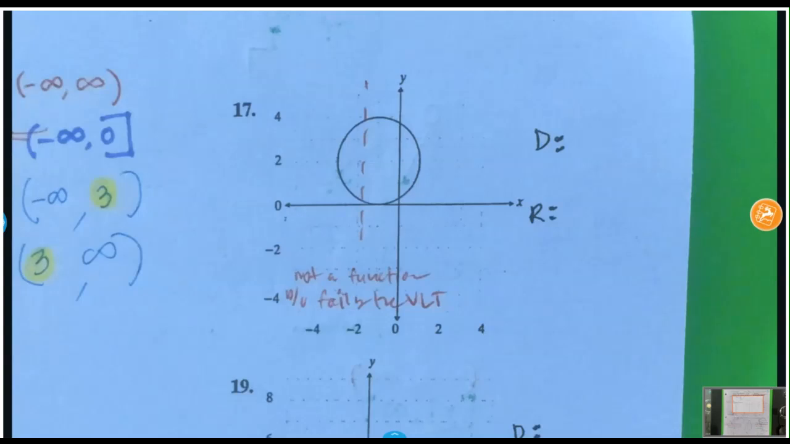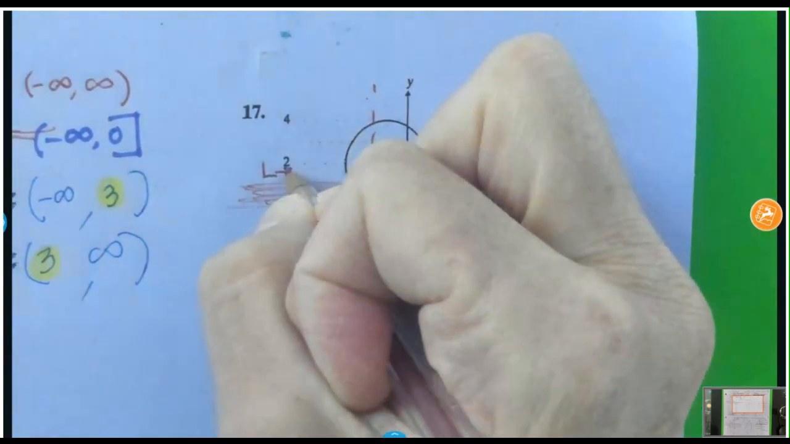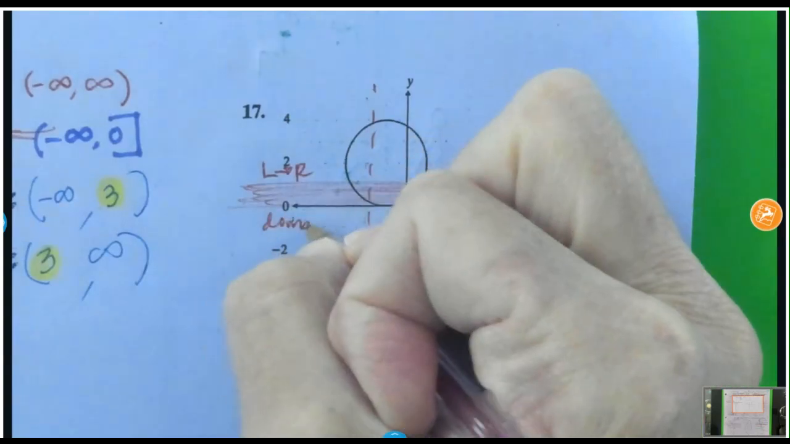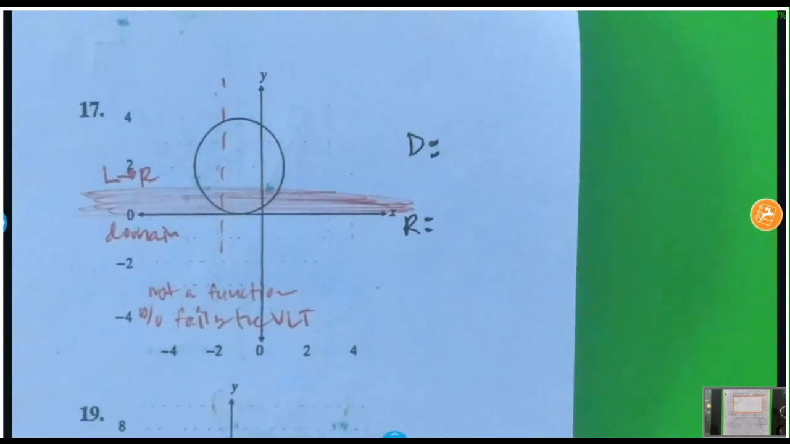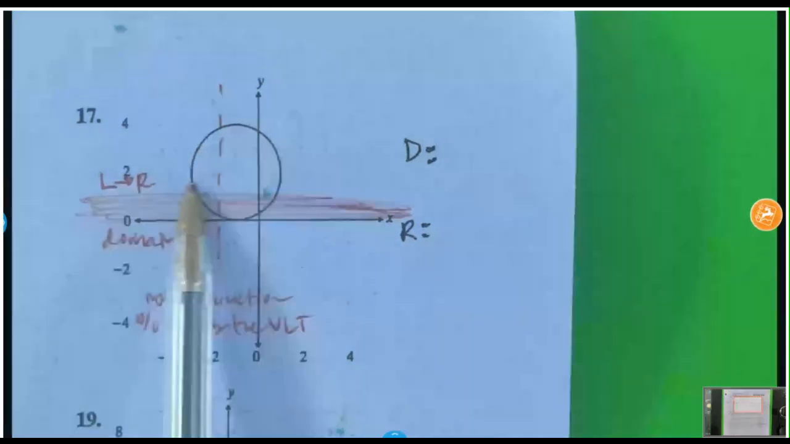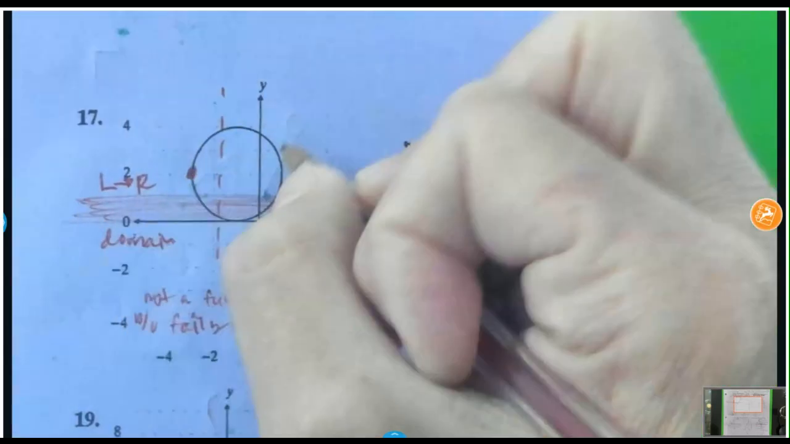Okay, Destiny. Let's look at our domain. Remember, the domain goes this way. This is your domain. You're reading this graph from left to right if you want to know the domain of the circle. So, Destiny, what do you think the domain of this circle is? Look at the circle to the furthest left point of the circle and to the furthest right point. And where would those points be? Right here is the furthest left point, and this is the furthest right point.